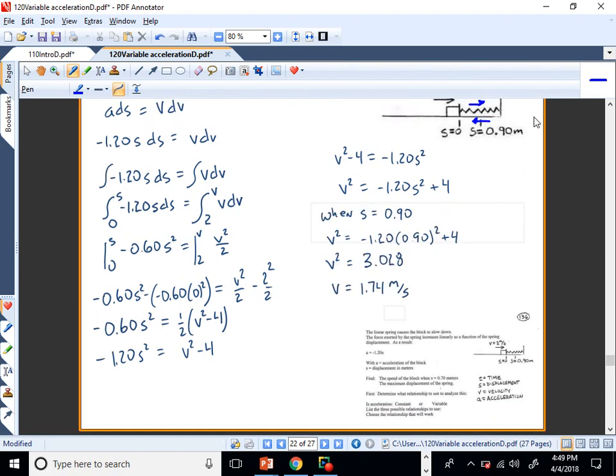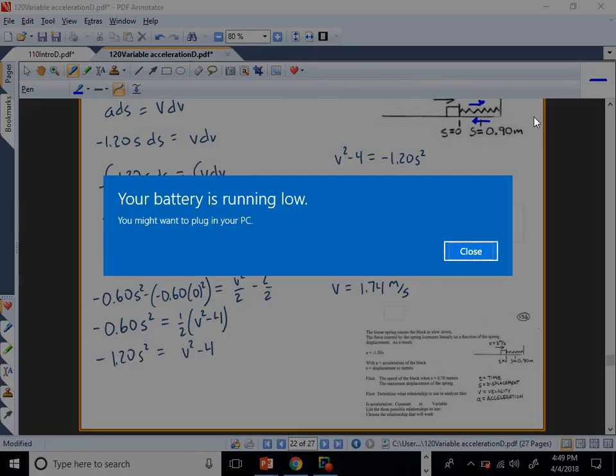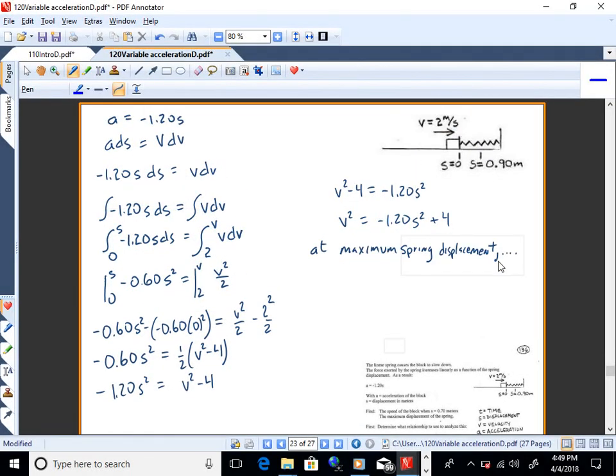Okay, so we get to the fact that V is 1.74. Are we good with that? Uh-oh, battery's running low. We're in trouble. Will we make it? Okay, maximum spring displacement is the other thing we wanted to know. V is 0 when that occurs, right? So you can just go ahead and solve for S using that, and it's 1.83 meters.